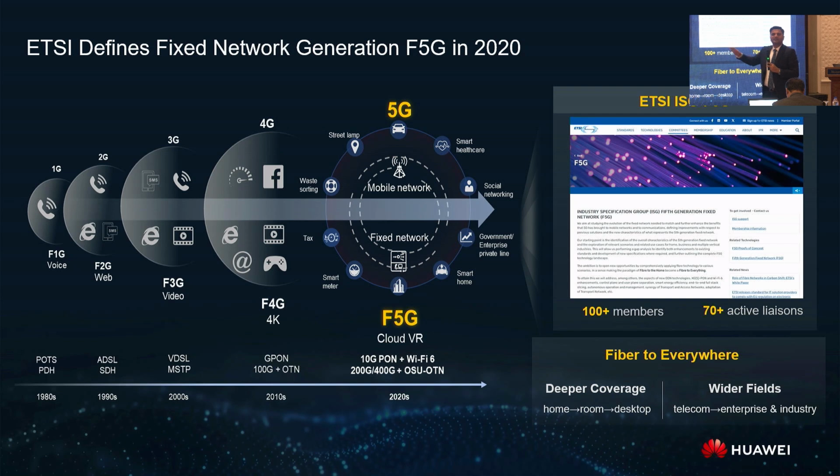So this is what we discussed in the beginning. Like we have 2G, 3G, 4G, 5G, different versions of wireless technology. But at the same time, we have the different versions of fixed network technology that is based on the fiber. So ETSI have launched F5G, and the basic concept of F5G is we need to ensure the availability of the fiber everywhere in our network.